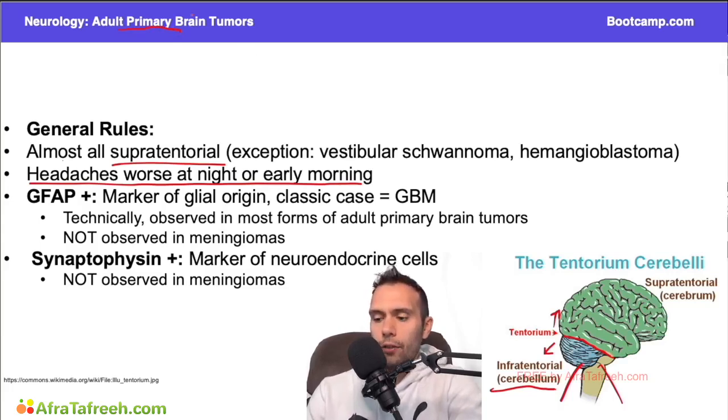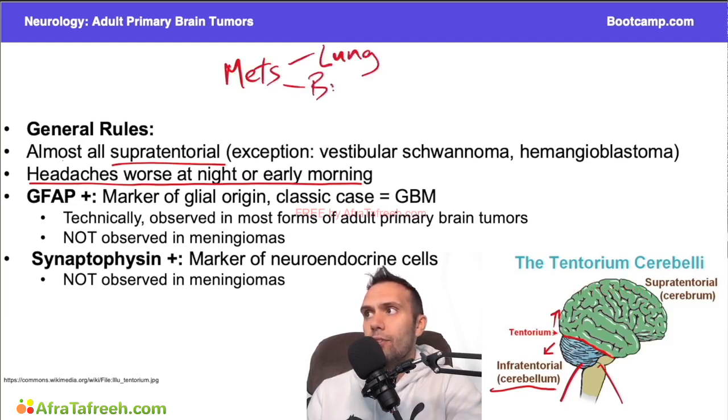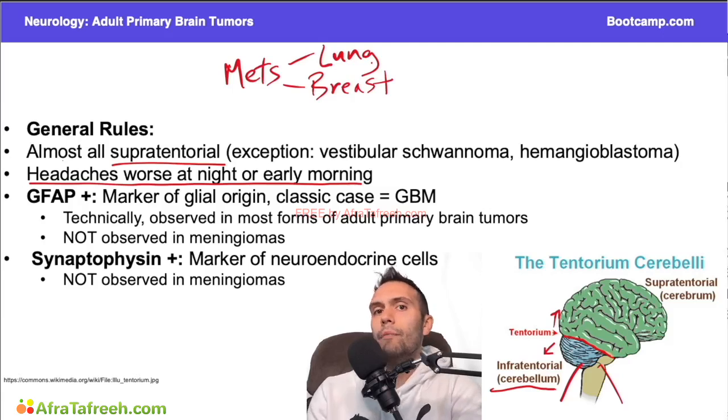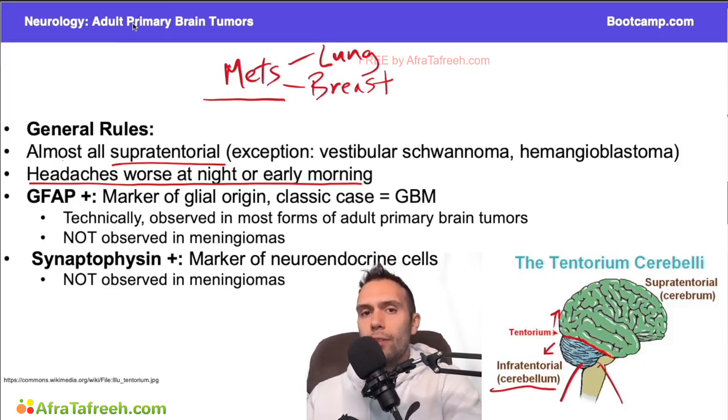Now, when you're talking about brain metastases, right, when you're talking about mets, say a patient has lung cancer, or say a patient has breast cancer, and the cancer spreads through the blood and goes into the brain. In those situations, that's metastatic brain cancer, and that's not a primary brain cancer, okay? So in other words, it didn't originate in the brain. It originated somewhere else and spread to the brain.